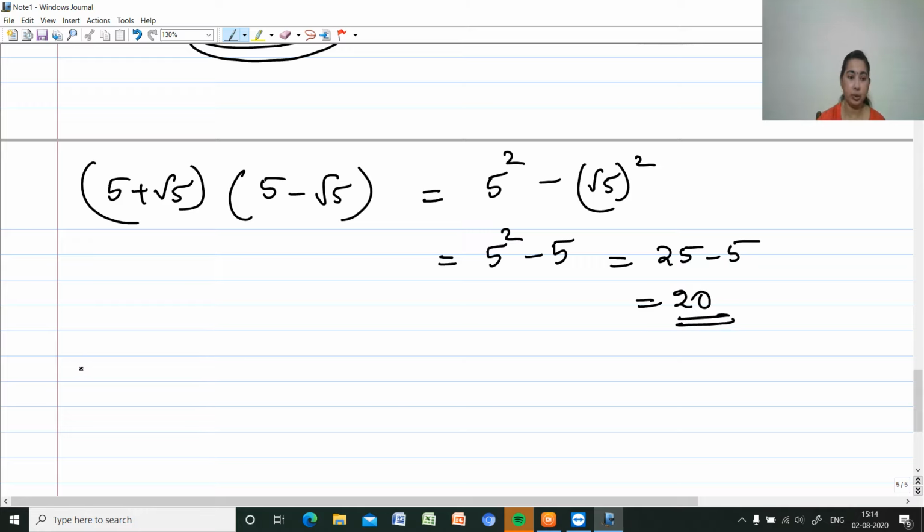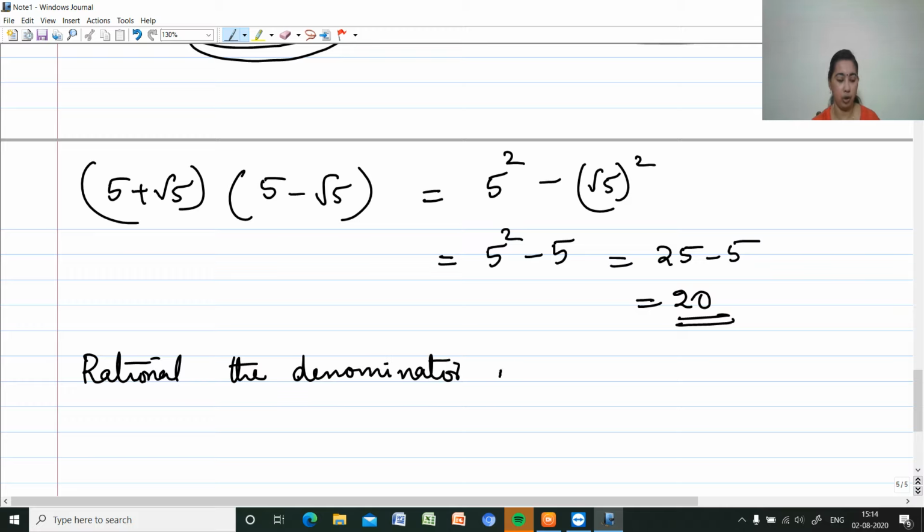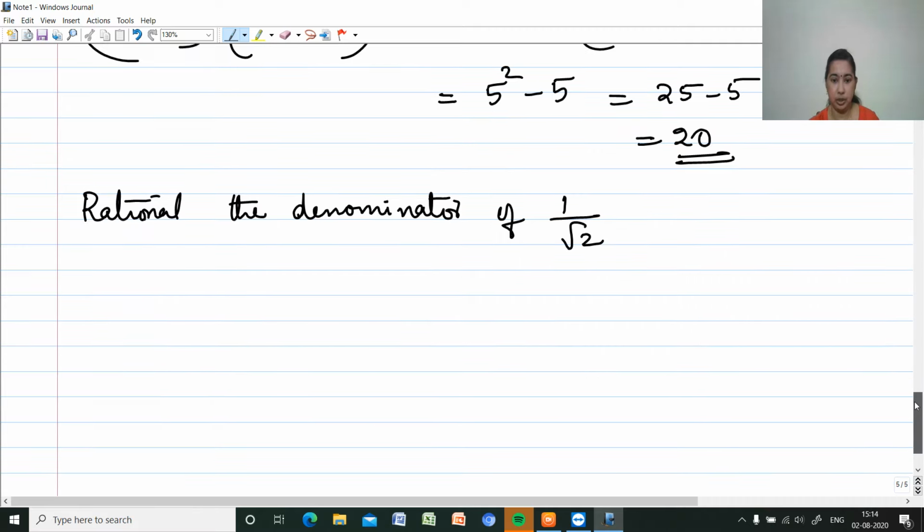Now next is to rationalize. How to rationalize the denominator? If the denominator consists of square root terms, how can you simplify? Rationalize the denominator of 1 by √2. So if a square root comes in the denominator, here it is only √2.